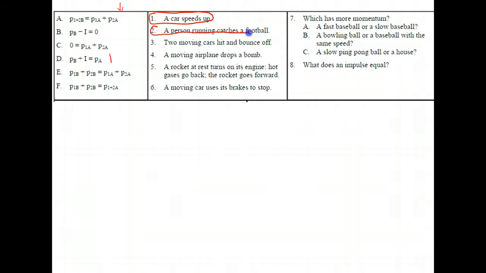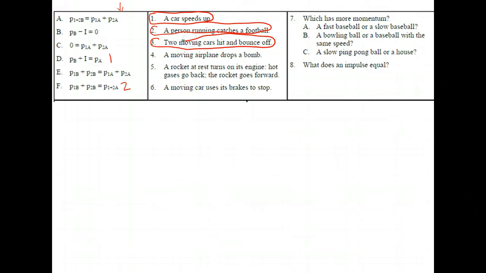Now, let's look at number 2. A person running catches a football. Where do we see 2 things becoming 1? And that would be an F right here. If you look at this, we have object 1 and object 2, and it ends up combining over here on this one. We have object 1 plus object 2.